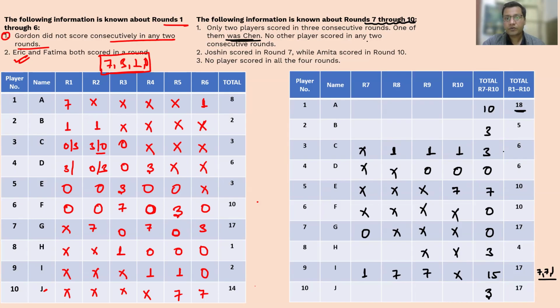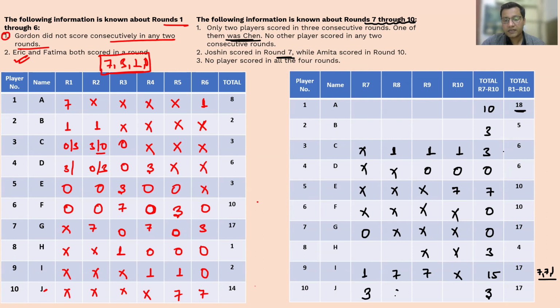No other player scored in any two consecutive rounds. Okay, now Josin scored in round 7. That means he has scored only in round 7.